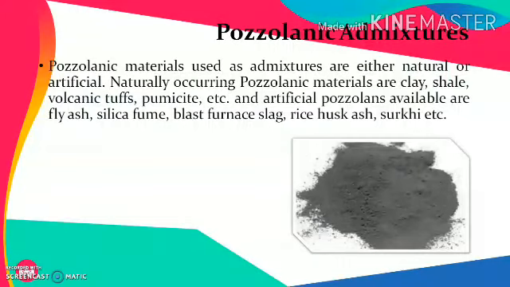The different kinds of pozzolanic admixtures are the pozzolanic materials, which may be natural or artificial. The naturally occurring pozzolanic materials include clay, shale, volcanic tuff, pumicite, etc. While the artificial pozzolanas are available in the form of fly ash, silica fume, blast furnace slag, rice husk ash, surkhi, etc. So these are the different pozzolanic admixtures which can be used. Pozzolanic means something which is very fine in nature.